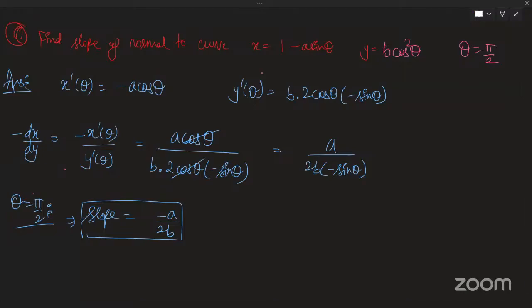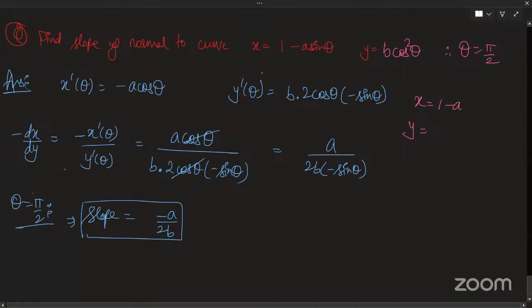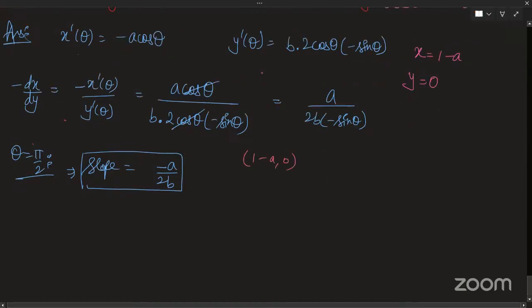Fine. So at theta is equal to pi by 2, can you find out what is the value of x and y? The value of x and y. X is how much? 0. No, x is 1 minus a sine pi by 2, so 1 minus a. What about y? 0, b cos square, 0. Yes. So I know the point. The point is 1 minus a comma 0 and I know the slope, minus a by 2b.